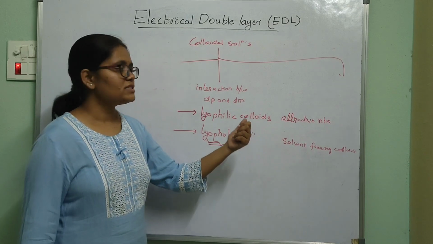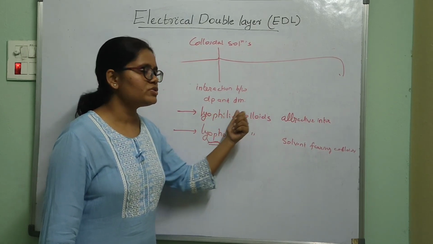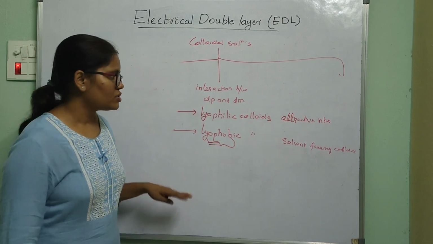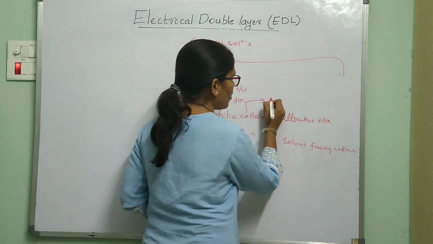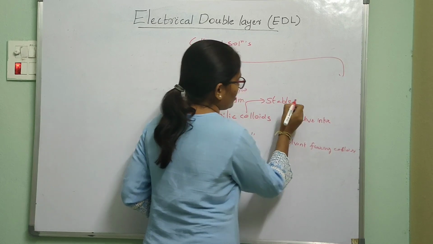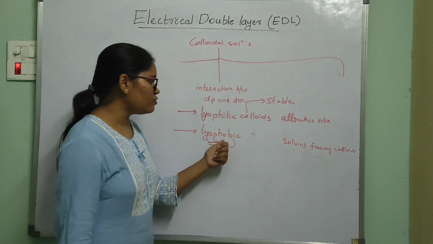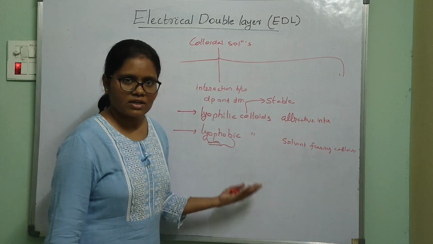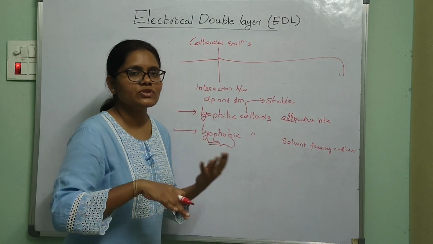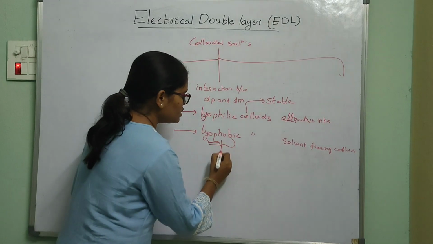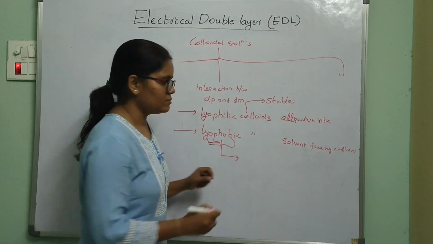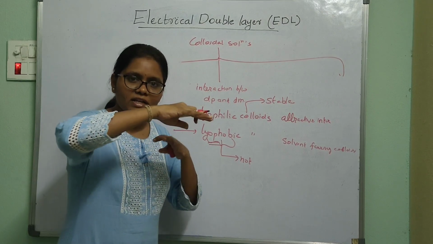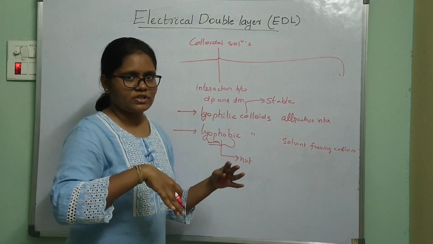If the colloidal particles easily disperse into the dispersion medium, then the colloidal solution must be stable, right? So lyophilic colloids are always stable. But lyophobic colloids have some kind of fear towards the dispersion medium. They do not like to dissolve into it. Therefore, they are not stable, right? Colloids are stable only when the colloidal particles are dispersed throughout the dispersion medium.